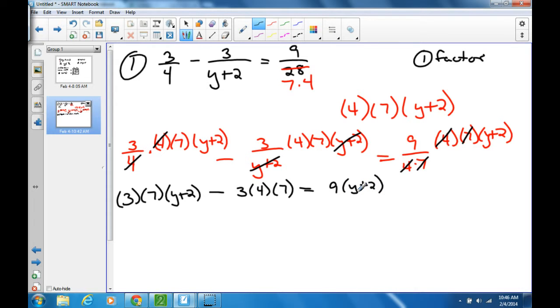Okay? Okay, so now, let's simplify all this out. What's 3 times 7? 21. So I'm going to change that to a 21, and I'm going to multiply that through this binomial. What do I have? 42. Good. What is 3 times 4 times 7? Yep, which is 84. Good. Okay, and then the next one you're going to, yep, 9y plus 18.